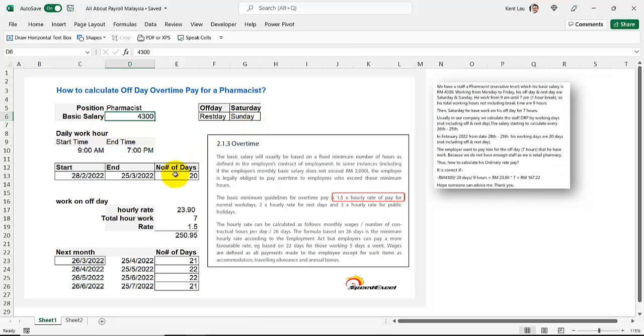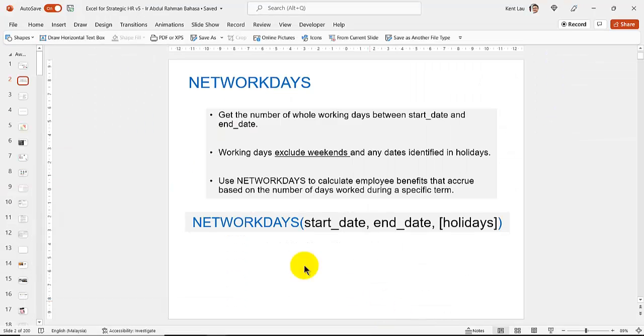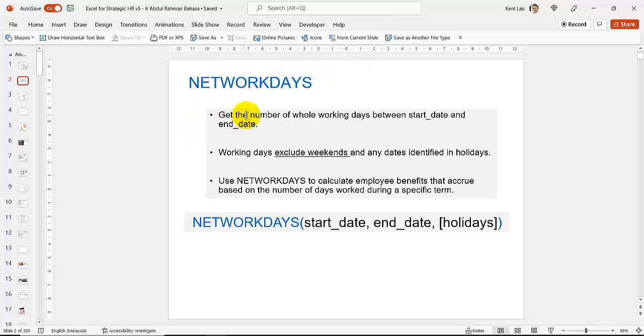So how many days did the pharmacist work for the last month till now? During the accounting period, it's 20 days. But how do we calculate that 20 days? Now Microsoft has a very powerful tool. It's called NETWORKDAYS. It is to get the number of whole working days between the start date and the end date, and this is the syntax.